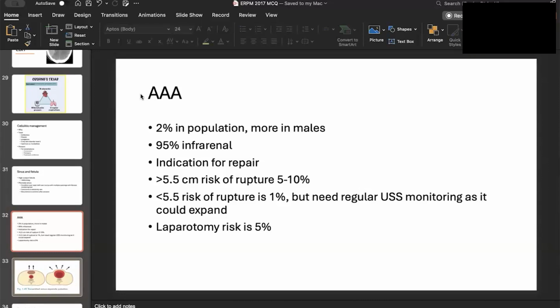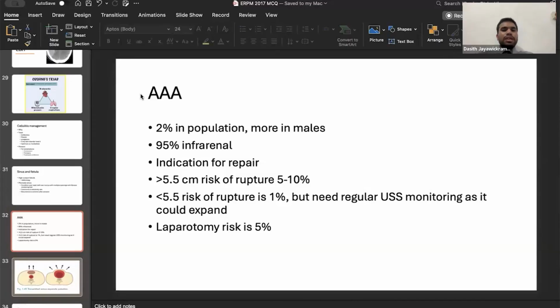All right. So when you talk about triple A, what is triple A? Abdominal aortic aneurysm. The usual incidence is around 2% of the population and more in males. Why more in males? The risk of smoking. Smoking is a high risk for developing aortic aneurysm. So more in males. And out of this, 95% are infrarenal.